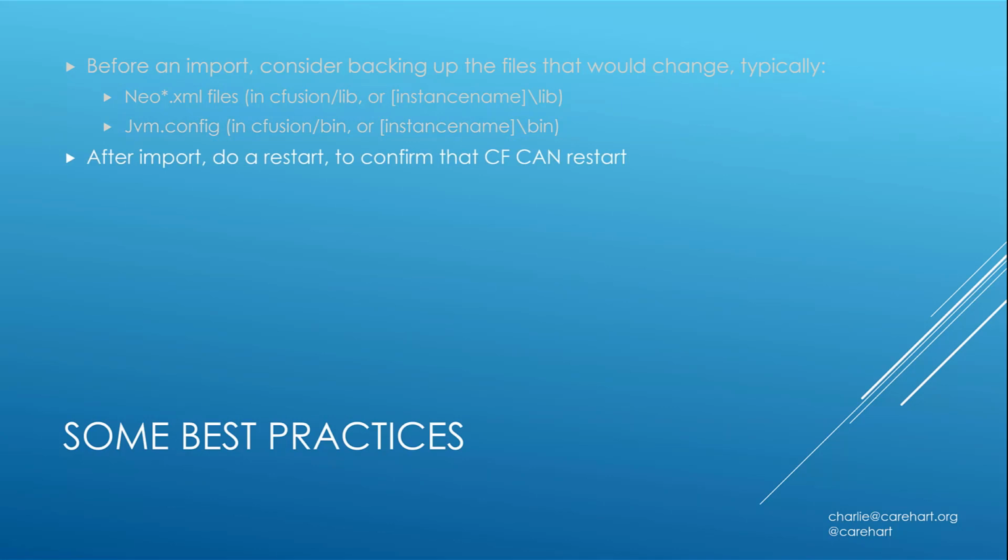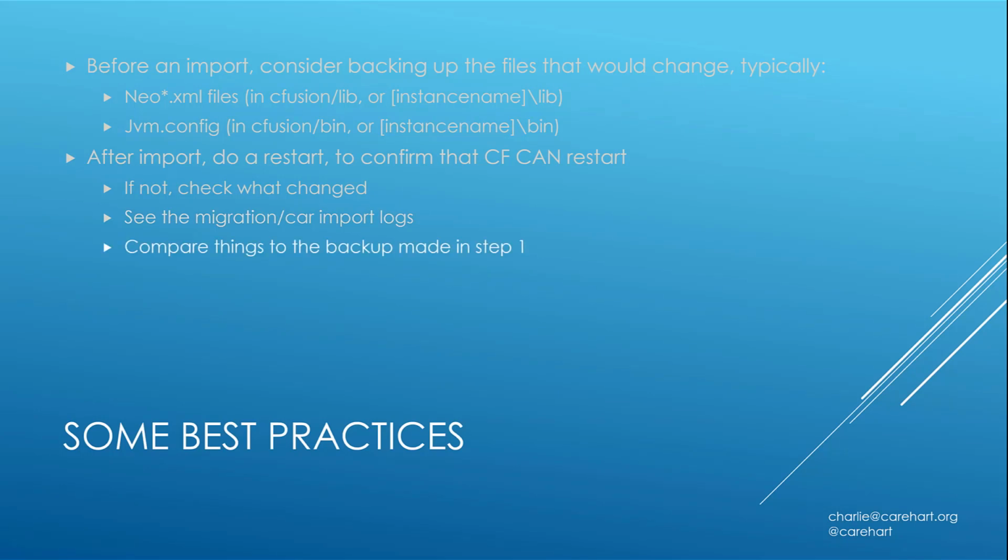And then again, after you do the import of either type, do a restart to make sure CF restarts, check your settings, make sure it's working, everything like that. And if not, look into what changed. And look at the migration logs to be maybe reminded something got brought in, and you might say, oh, wait, there's an argument that doesn't work. And you could compare things to the backup that you made in step 1.